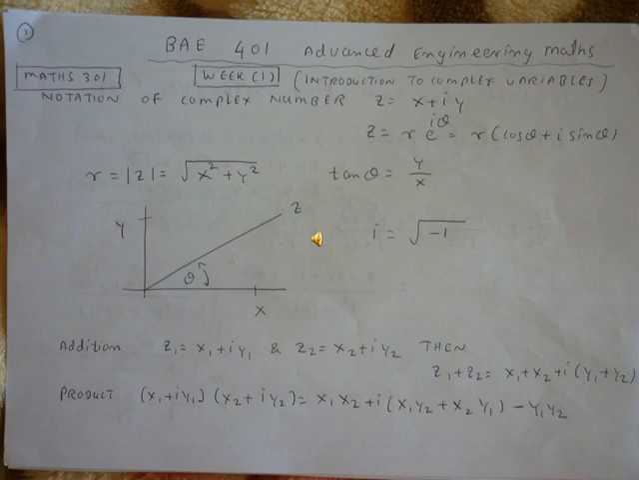So in the diagram, you can see that the horizontal axis is x and the vertical axis is y. So angle theta, so then you can see the z. So that we can add the complex number.